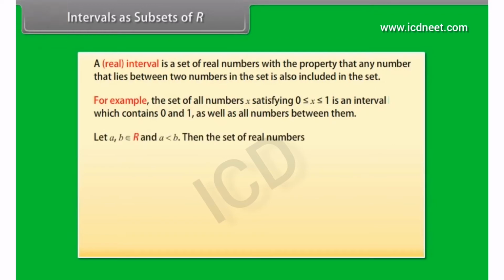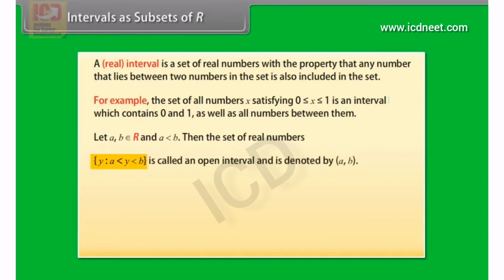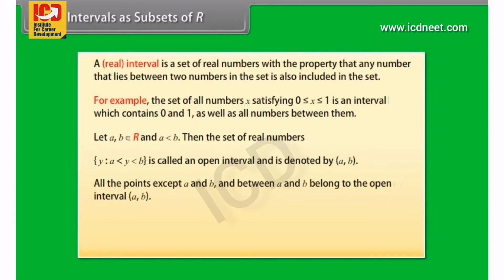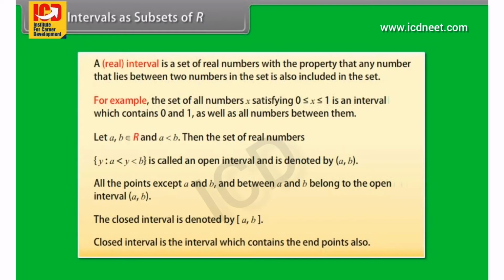Let A, B belong to R and A less than B. Then the set of real numbers y such that A is less than y is less than B is called an open interval and is denoted by A, B. All the points except A and B and between A and B belong to the open interval AB. The closed interval is denoted by this symbol. Closed interval is the interval which contains the endpoints also.